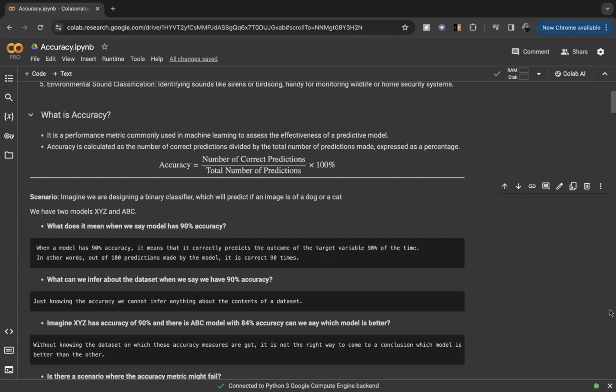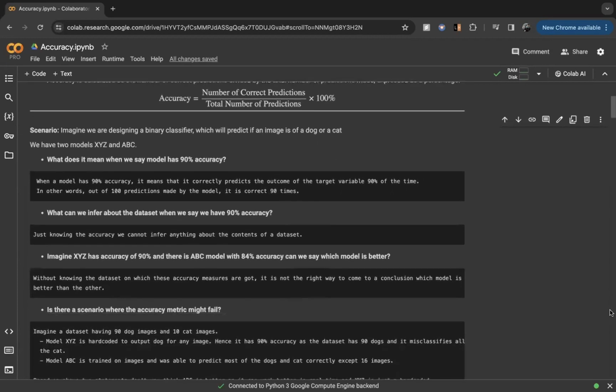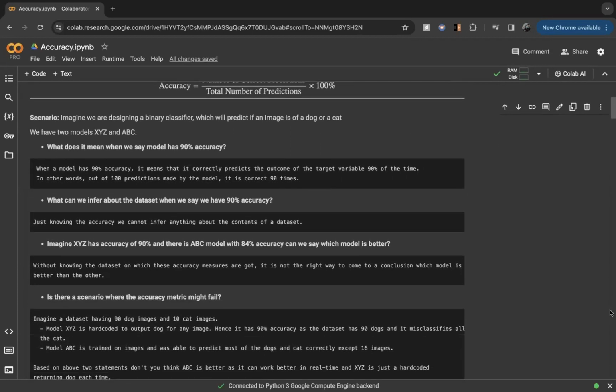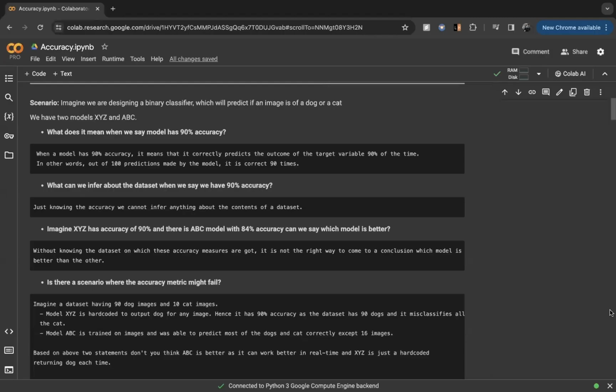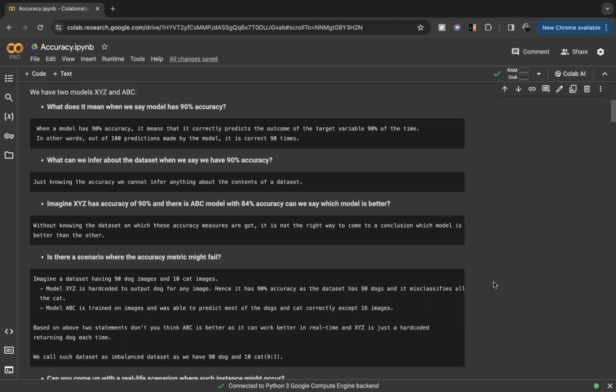And what can we infer about the data set when we say we have 90% accuracy? Just knowing the accuracy, we won't be able to say much about what data was used, or the number of dog or cat images that were used. Let's go to the next question. Imagine XYZ has 90% accuracy and a model ABC has 84% accuracy. Can we say that just because XYZ has 90% accuracy, which is more than ABC, XYZ is a better model than ABC? Is there a scenario where the accuracy metric might fail?